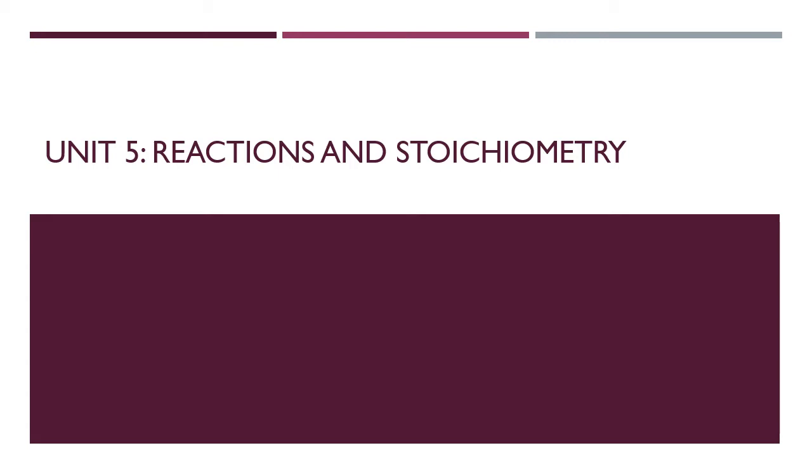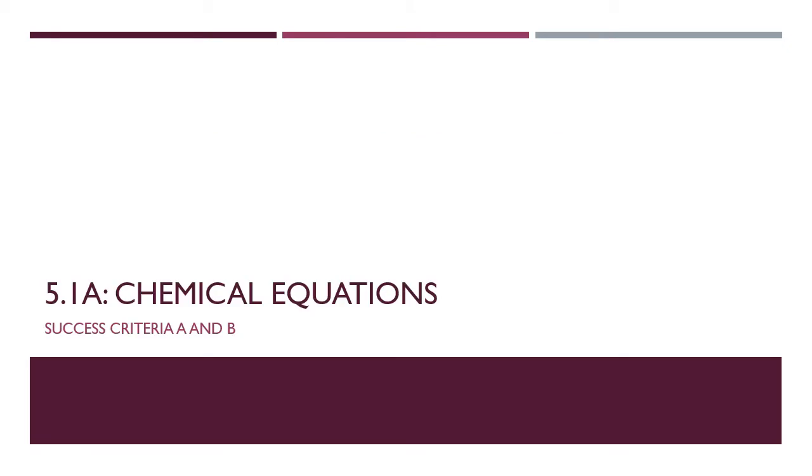Welcome to the first lesson in our unit on reactions and stoichiometry. This first video will cover learning goal 5.1a, representing chemical change, or what we call chemical equations, and more specifically it will also simply cover the success criteria A and B for that learning goal. The next video will cover the success criteria C and D for this learning goal.